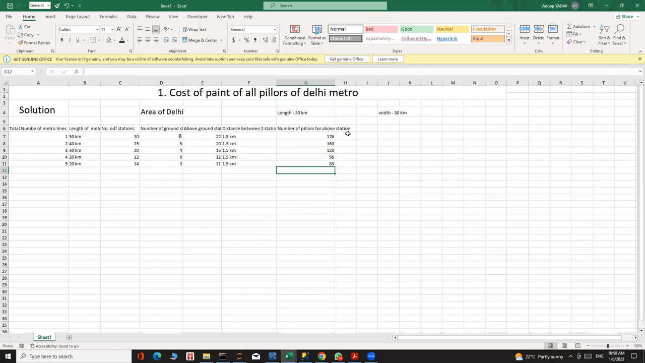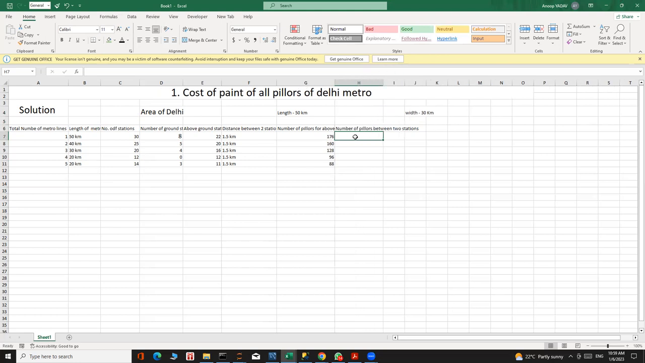Now, find the number of pillars between two stations. Number of pillars between two stations. How can we do this? Let's assume every 10 meters has one pillar. For every 10 meters we have one pillar.